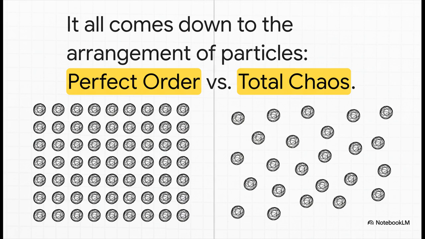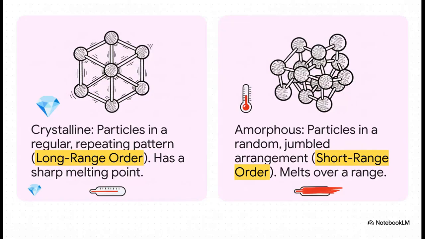For solids, you basically have two choices. You either have perfect repeating order or you have total chaos. And that brings us to the two main families of solids. On one side, you have crystalline solids, like our salt or a diamond. Their particles are locked into this perfect repeating 3D grid that we call long-range order. And because of that order, they have a very sharp, precise melting point.